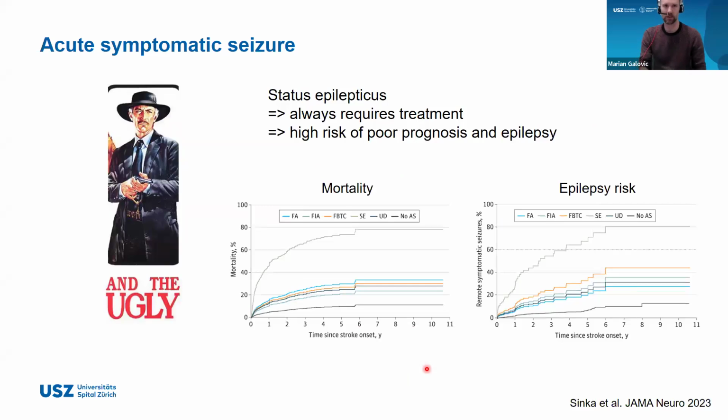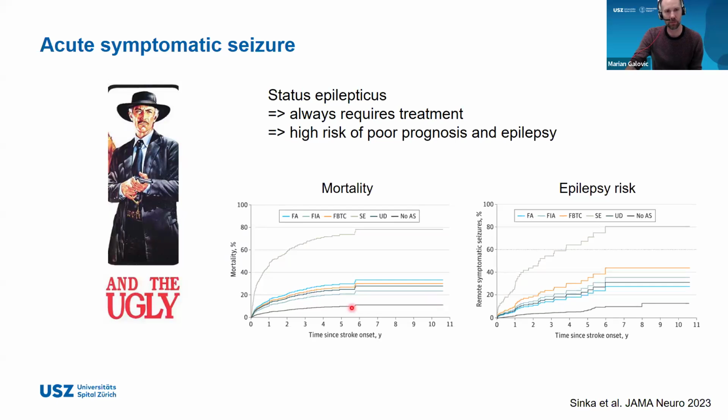And what's the ugly? So the ugly is status epilepticus. This will always require treatment, and it has a high risk of poor prognosis in epilepsy. So this is data from the SELECT study, and this is published by our group. And here I'll walk you through this. So the first, on the left, you see data on mortality. On the right, you see data on post-stroke epilepsy.